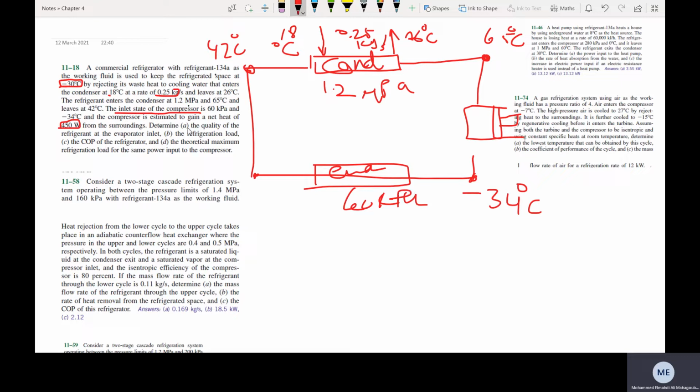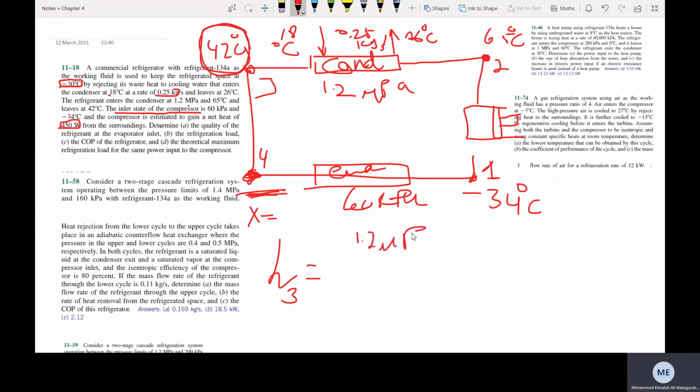So what is the first thing that we need? We need to calculate the quality of the refrigerant at the evaporator inlet, which is of course this point. We need to find x at this point. Can we find h at this point? Yeah, of course. We have the upper pressure. I'll now name the points. This is point 1, before the compressor. This is point 2, this is point 3, and this is point 4. So at point 3, h3 is equal to, what is the pressure that we have? The pressure is 1.2 megapascals.